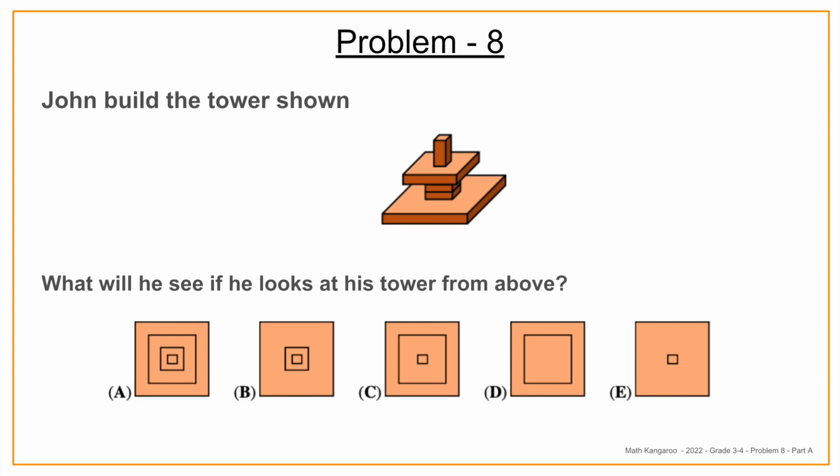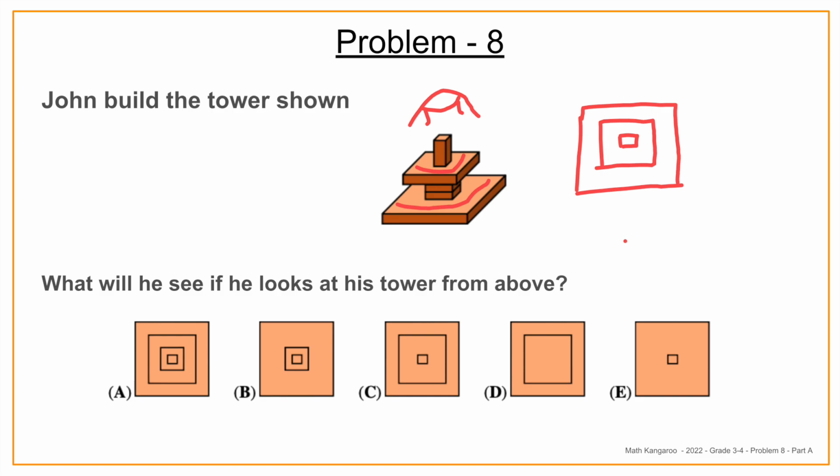Problem 8. John built the tower shown in the picture. What will he see if he looks at his tower from above? So if we see it from the top, this is our eye, and if we see it from the top, what would you see? We see a square and a bigger square, and this is the one, and then we see some piece of the biggest square. So it should look like this. And which one matches our option? That is option C. That is our answer.